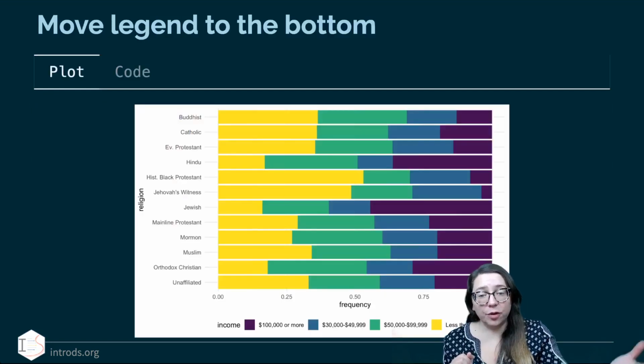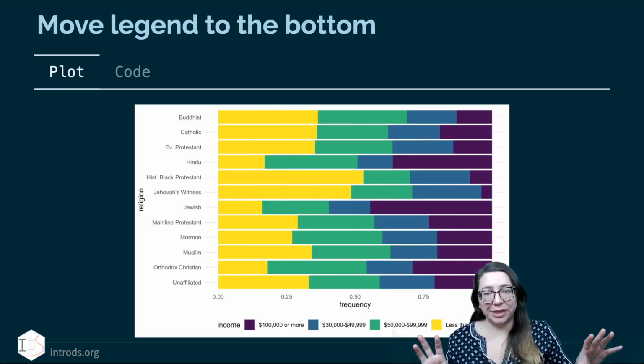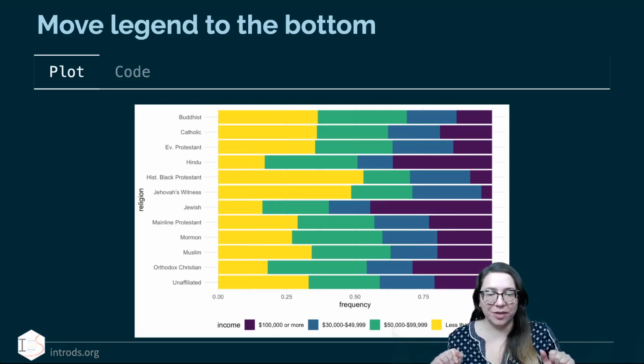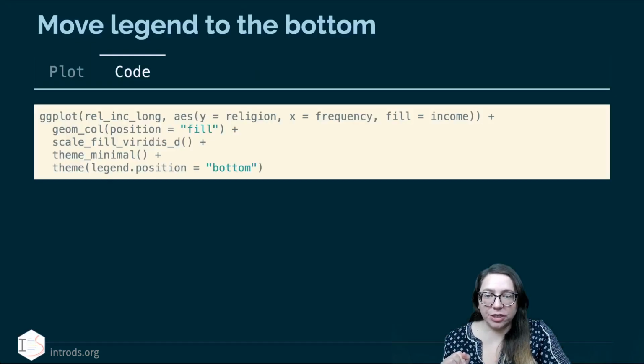And finally, I'm going to move my legend to the bottom from the side so I can get a little bit more real estate on my visualization. And the way I can do that is, let's look at the code. I'm moving the legend to the bottom in the theme layer by changing the legend position to bottom.